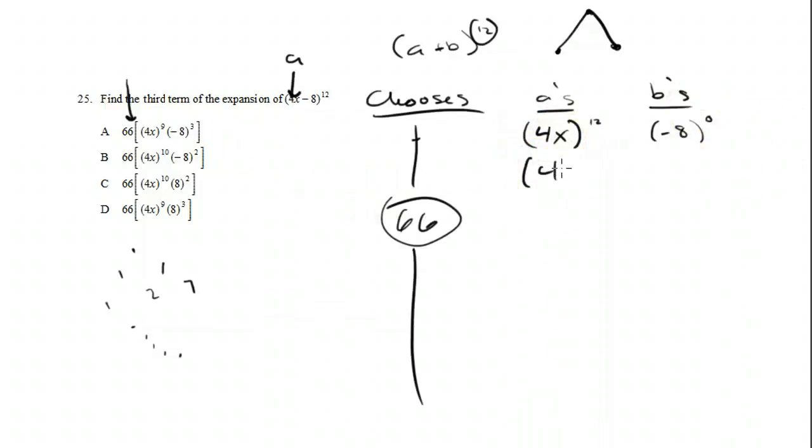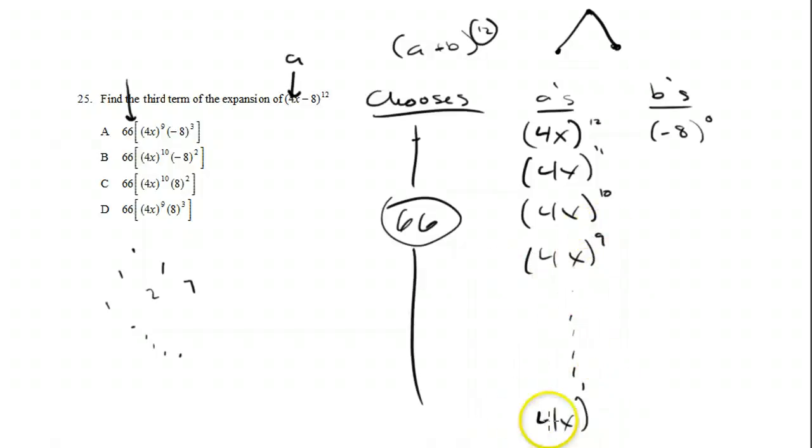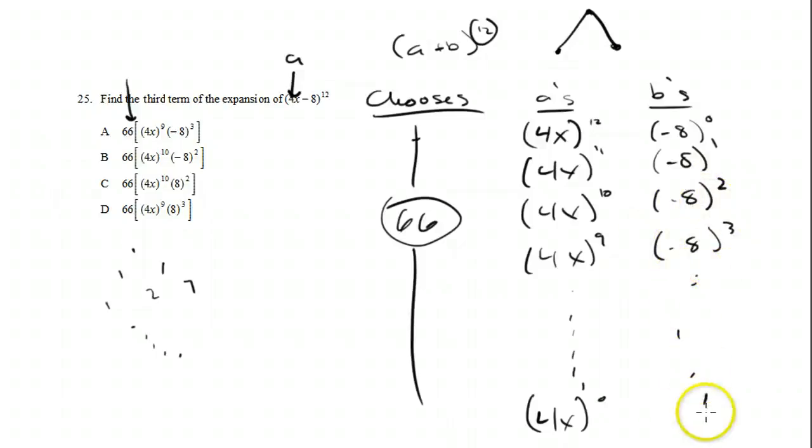So next I'll have 4x to the 11th, and then we just count down: 4x to the 10th, 4x to the 9th, and so on, all the way down to 4x to the 0. And here I just count upwards. We start at 0, and I go negative 8 to the 1st, negative 8 to the 2nd, negative 8 to the 3rd, and so on and so on.